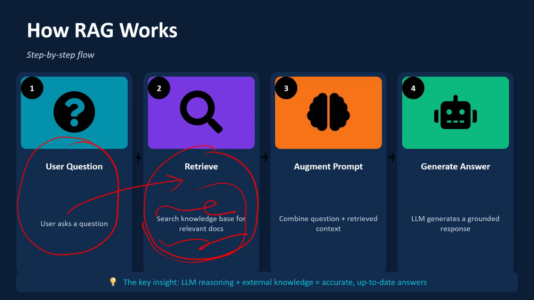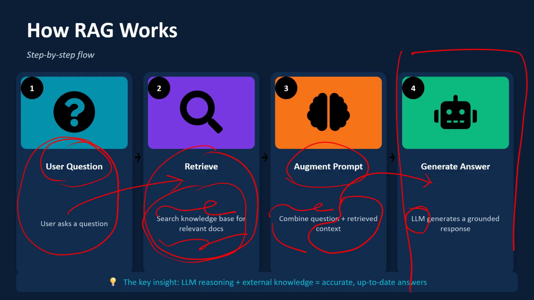So it has to identify the relevant document, and then it augments. That means it combines the user's question and the retrieved context. As I said, there could be multiple documents available, so it has to identify which one is best suited and relevant to your question. It will fetch that information along with your question, and then send it to the LLM. This is the part where the LLM generates the answer.